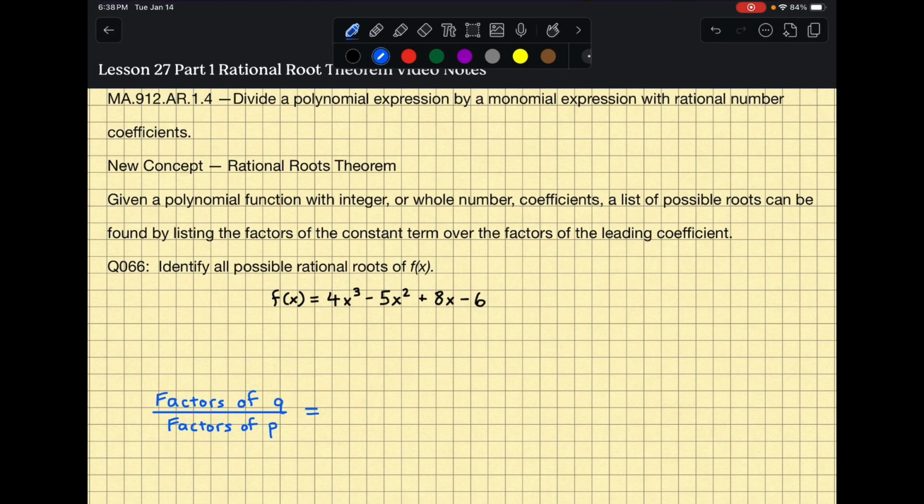So hello everyone, welcome to lesson 27. There will be two parts of lesson 27. This is the first part, which deals with the rational root theorem. So let's talk about what's meant by the rational root theorem.